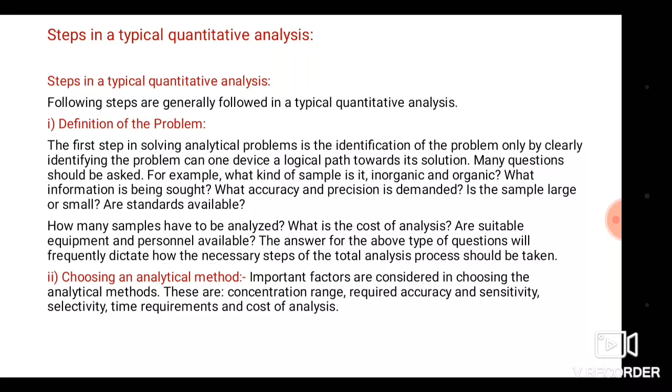Second step, choosing an analytical method. Which type of method you choose for the analysis? Important factors are considered in choosing the analytical method. The method chosen should be easy, less time consuming and less expensive. This is a very important step in quantitative analysis. These factors are concentration range, required accuracy and sensitivity, selectivity, time requirement and cost of the analysis.